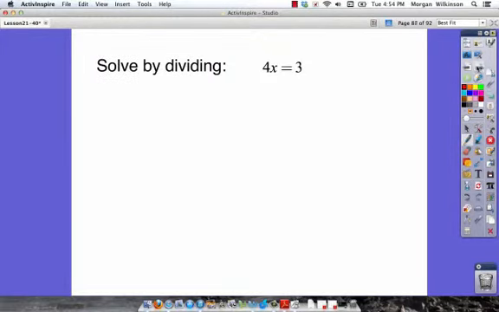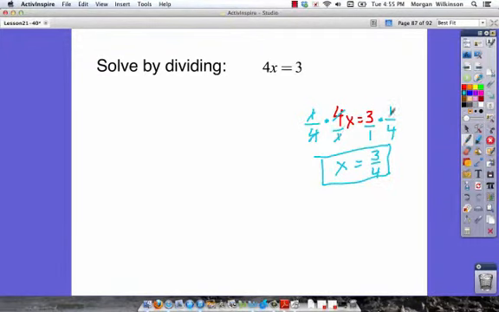Let's move on. Now we want to solve by dividing. In this one we have 4x is equal to 3. The method we just learned would be using multiplication to divide, and let's look at what that would look like. 4 times x is equal to 3. We're going to multiply by the reciprocal. We're going to multiply times 1/4 because that's the reciprocal of 4. These all cancel because it's really 4 over 1. Then we're going to multiply this side by 1/4. So we're going to get an answer of x is equal to 3 times 1 is 3. Remember, it's 3 over 1. 1 times 4 is 4. So x is equal to 3/4. We know our answer already.